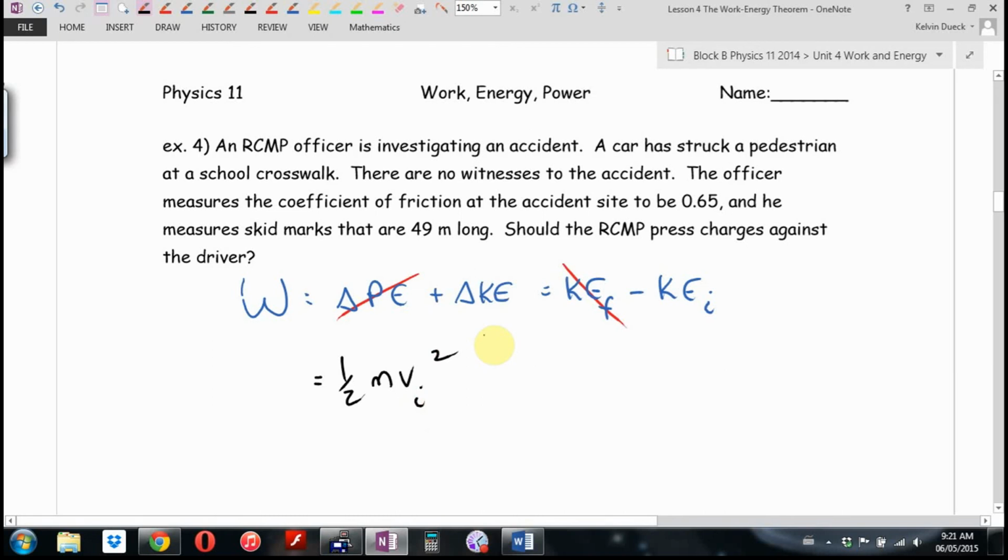You'll notice I didn't write the W. How else can I write work? Cade, how else can I write work? You gave it to me on the last question too. Which force was bringing the car to a stop, Cade? There it is. This is the RCMP accident investigation equation.